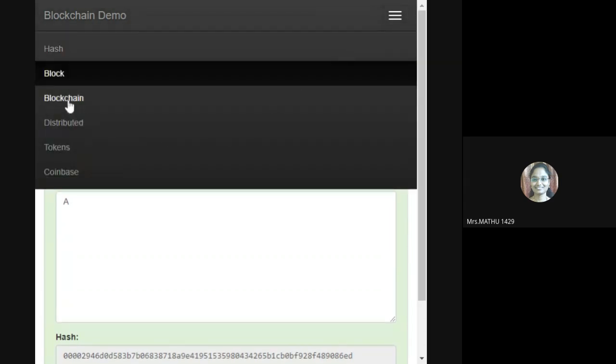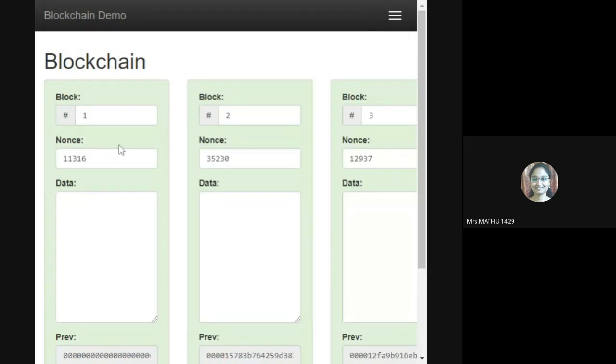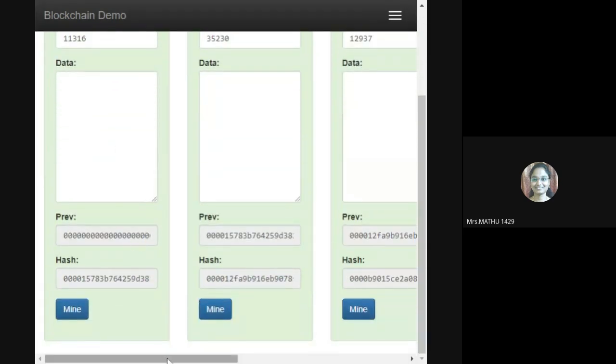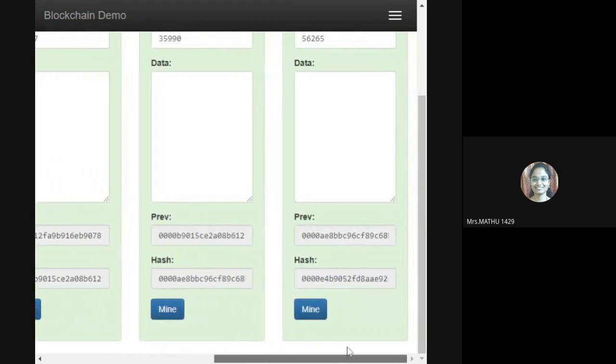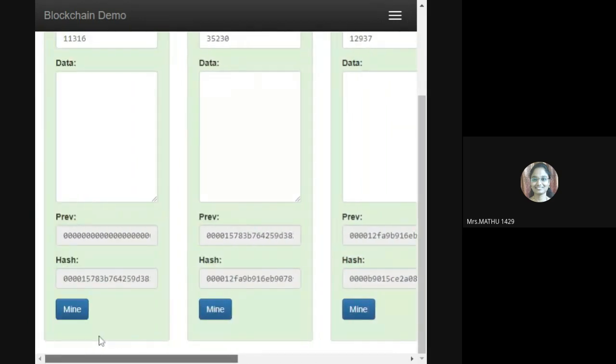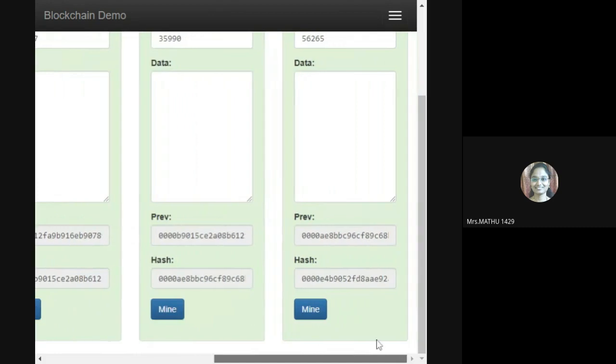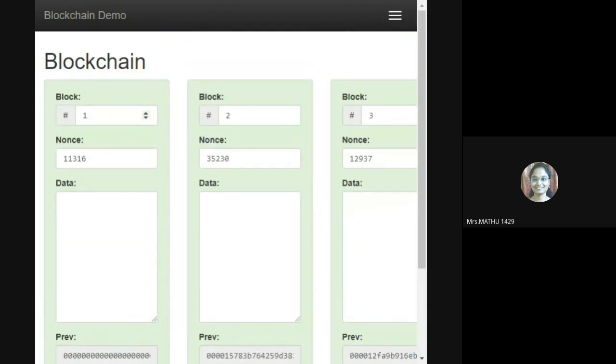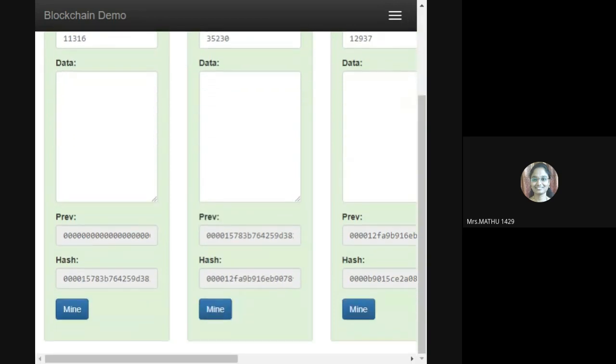Now we'll see a chain of blocks. You can see here there are 5 blocks added to this blockchain. There are 5 blocks added to this blockchain. And you can see here this is block 1, 2, 3, and again we have 4 and 5. You can see here there is a column previous and another one is hash. For the block 1 data there is a hash value.